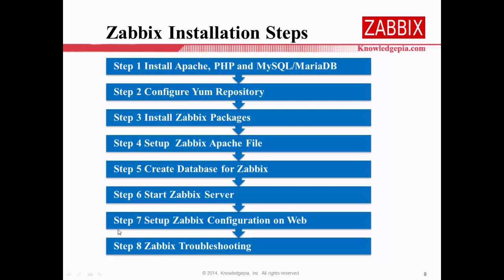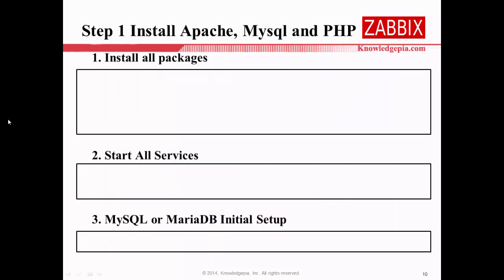Step 7, set up Zabbix configuration on the web. So even if you are successful to start the Zabbix server, you need to set up Zabbix using a web browser. And step 8, Zabbix troubleshooting. If you have any problem or trouble to start or use Zabbix, then you have to check some configuration file and log file.